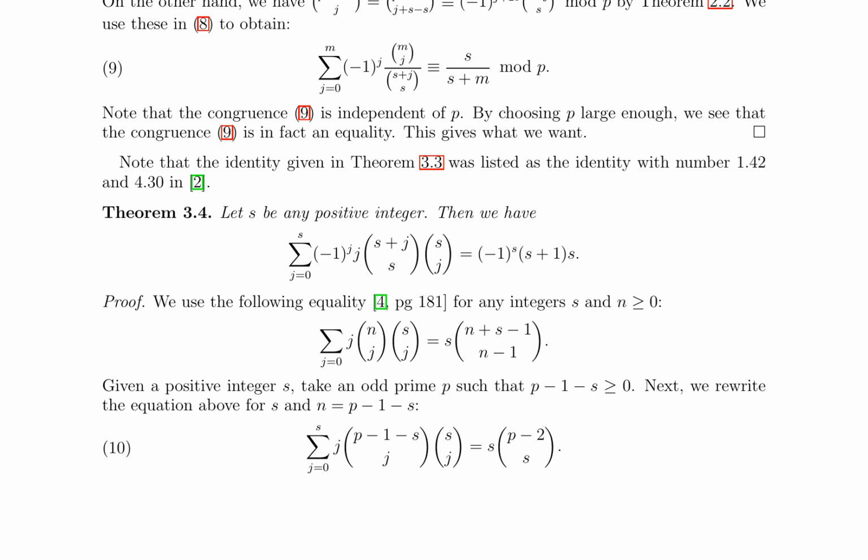The final section presents Theorem 3.4, focusing on another summation and its relation to S. The proof uses an equality from 4 and involves the selection of an odd prime number. The theorem is also shown to be independent of P, resulting in an equality.